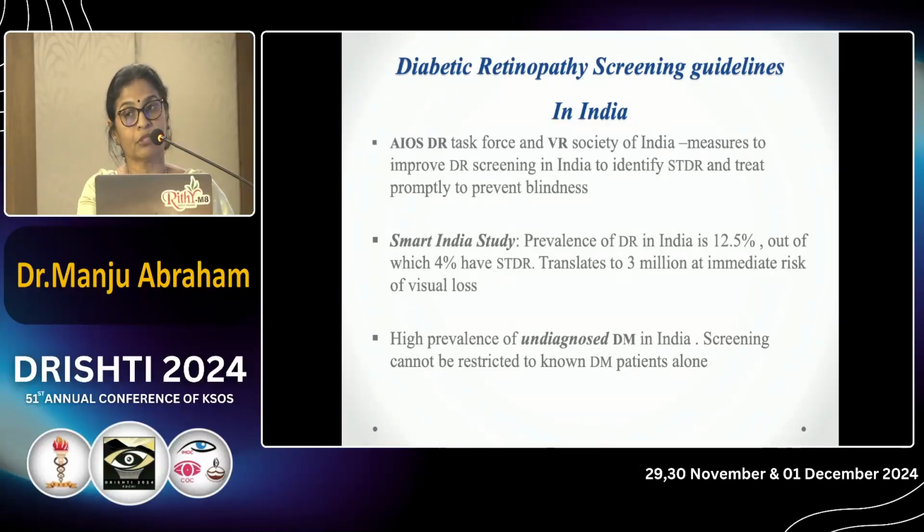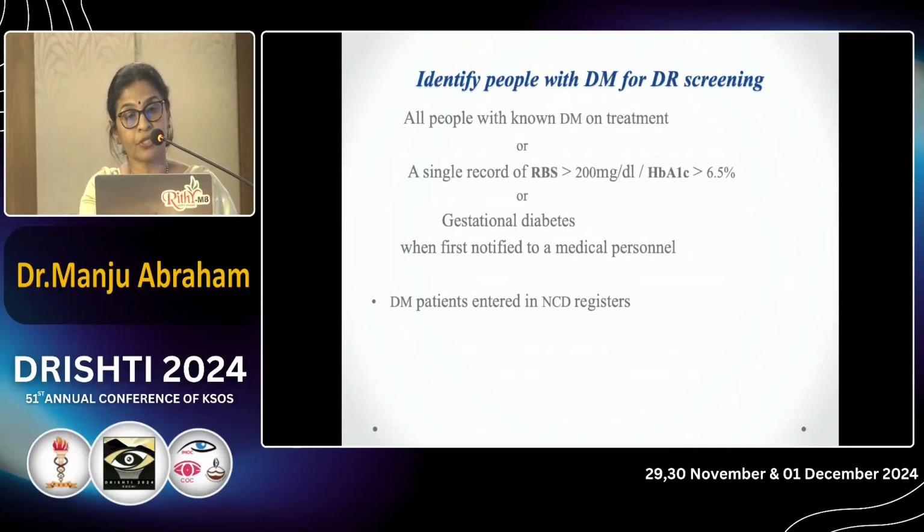At present, there are about 3 million people who are at immediate risk of visual loss due to sight-threatening retinopathy. We have a high prevalence of undiagnosed diabetes in India, so we cannot restrict our screening to the known diabetic patients alone. So what AIOS have recommended is, though it is made to appear not practical, all people with known diabetes on treatment, or a single record of RBS more than 200 or an HbA1c more than 6.5, or a gestational diabetic, when first seen by a medical professional, should be advised a retinopathy screening.